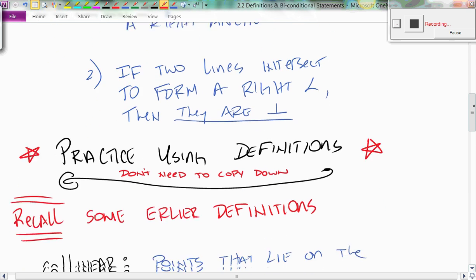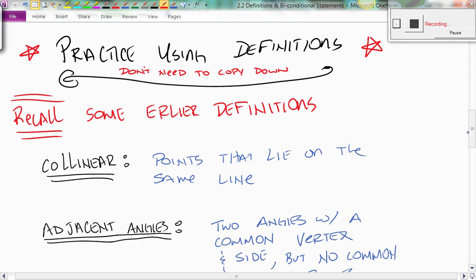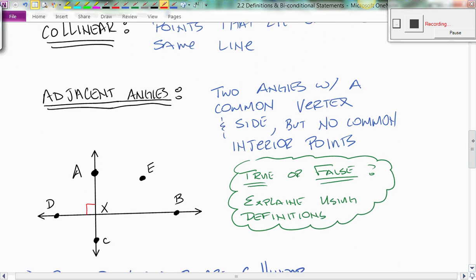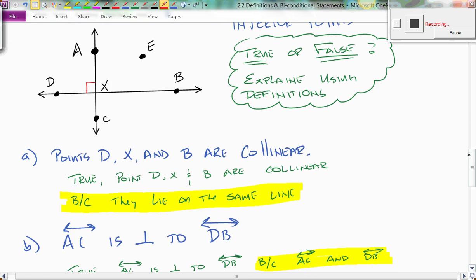Then we had some practice here. We looked up some earlier definitions, such as collinear. Collinear are points that lie on the same line, and adjacent angles, two angles with a common vertex inside, but no interior points. So we looked up these two definitions that we had before, and then we tried to apply them to this statement over here.